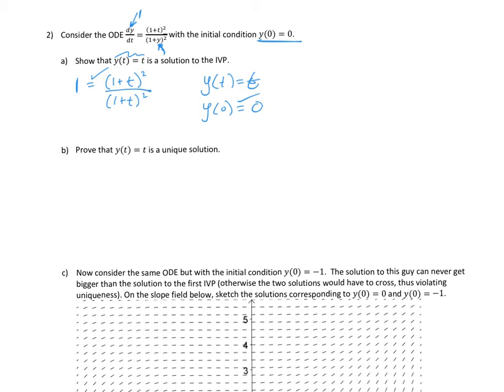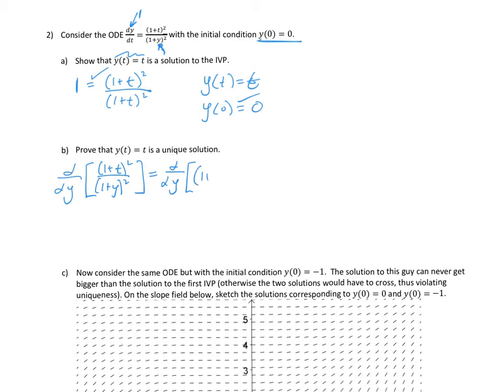Prove that y(t) is a unique solution. So to show that it's unique, we have to show that the partial with respect to y of the right-hand side of the differential equation is continuous. So I'm going to take this derivative and show that it's continuous. So I could use the quotient rule, or I could rewrite and use the product rule, which I think I'm going to do.